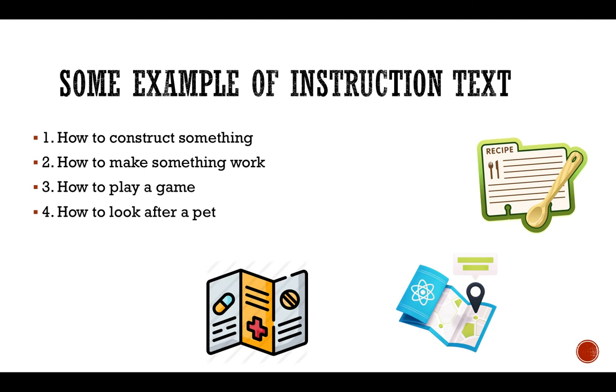We have right here some examples of instructive text, and specifically what they can instruct. Number one, how to construct something. Number two, how to make something work. Number three, how to play a game, or maybe number four, how to look after a pet.